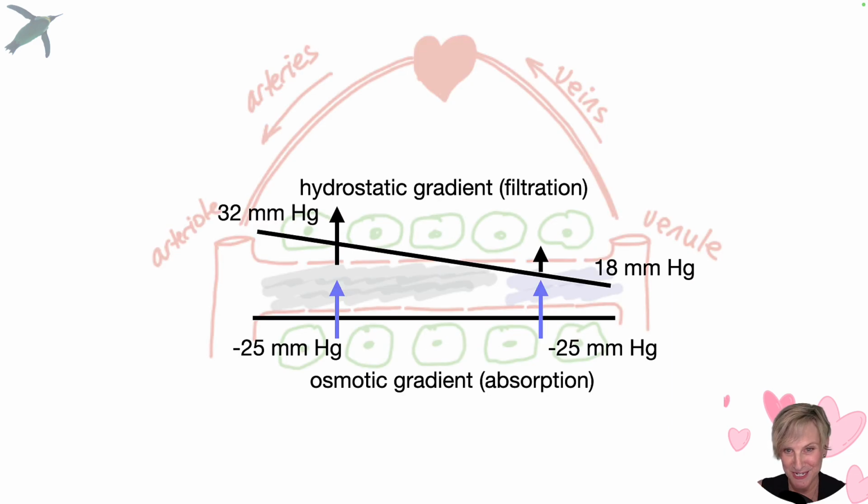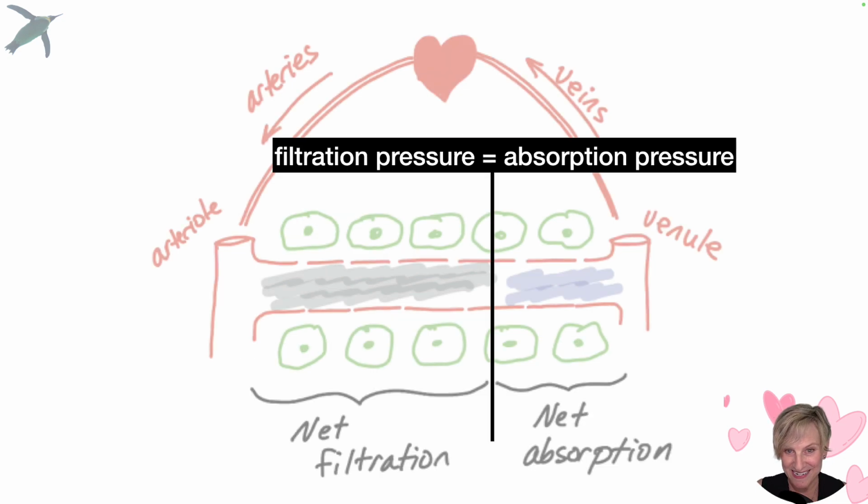If you want to know the numbers, and the numbers that we're talking about here are in millimeters of mercury, you just add them together. And by the way, every capillary will have one spot where the two forces are equal. And right there, no exchange takes place. You will also notice that this is not like a 50-50 split. A greater percentage of the capillary is experiencing net filtration compared to absorption.